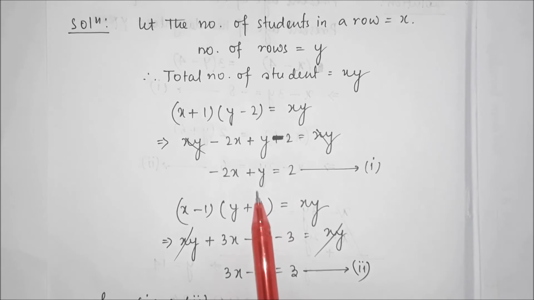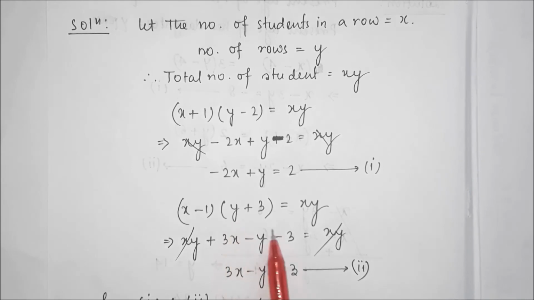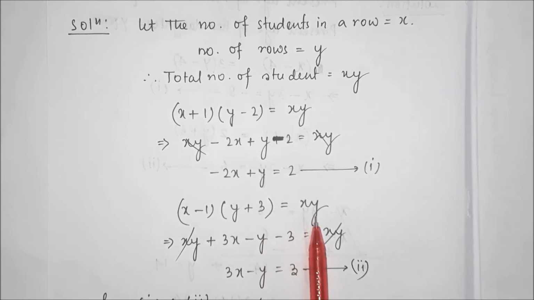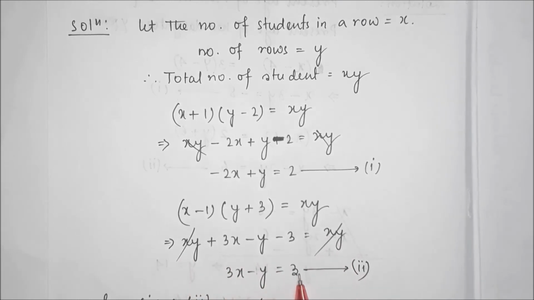Now the next condition is given as: if one student is less in a row, then the number of students in a row will be x minus 1. There would be 3 rows more, that means the total number of rows increased to y plus 3. Then also the number of students remains the same, that is xy. Again if you multiply, xy and xy will cancel each other, you will get 3x minus y equals 3. Now look at the y, the coefficient is the same, so prefer the elimination method.